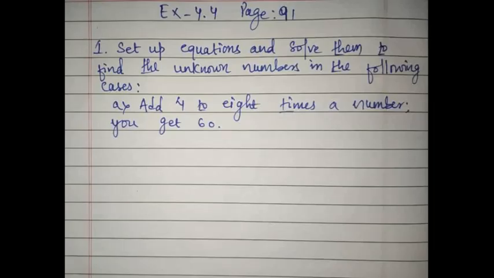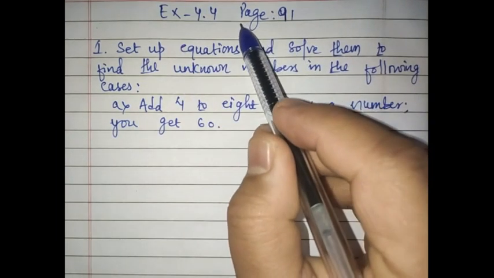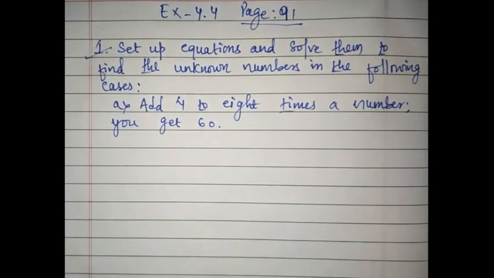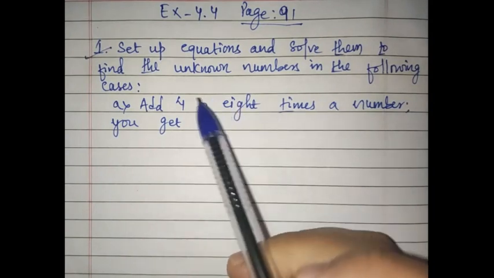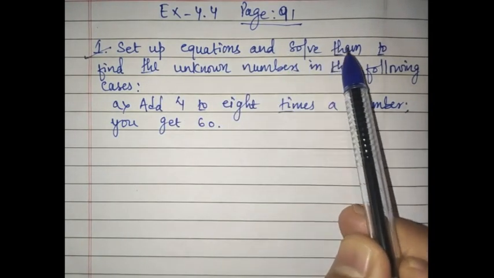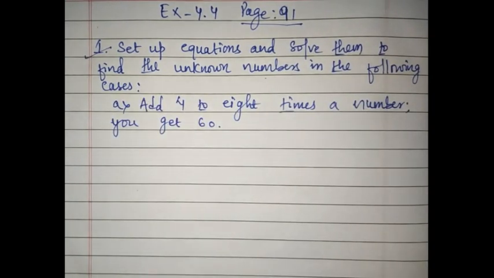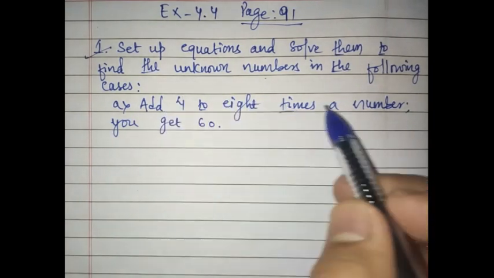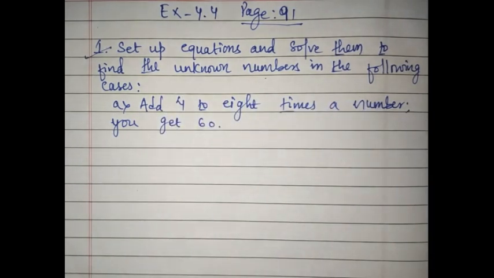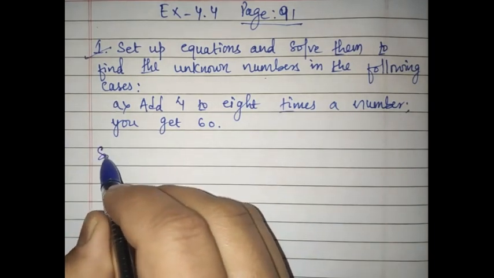So student, with that question we are over with our exercise 4.3 also. Now in this session we will try to cover some questions from exercise 4.4, which is on page number 91 of your book. Question number 1 states: set up equations and solve them to find the unknown numbers in the following cases. So there are a variety of questions given. The questions are given in word form. You have to frame an equation and solve the equation. It is an easy one, which we have done in the previous questions also.